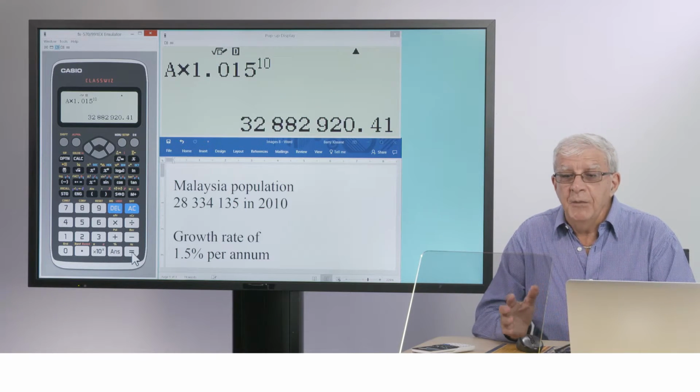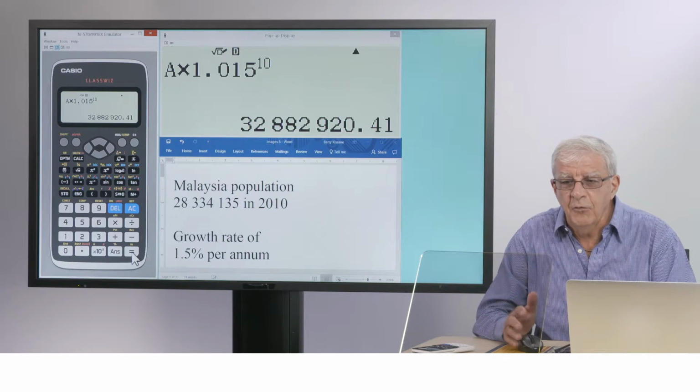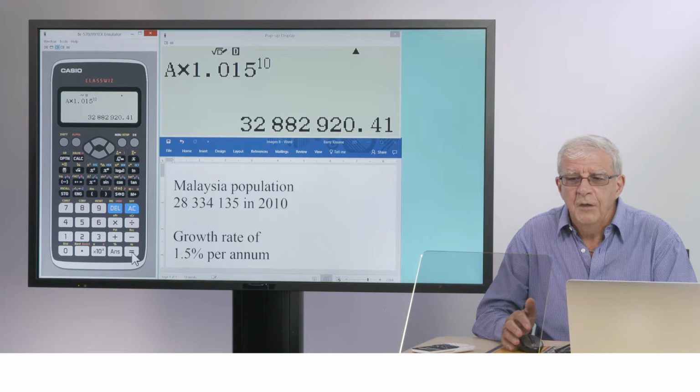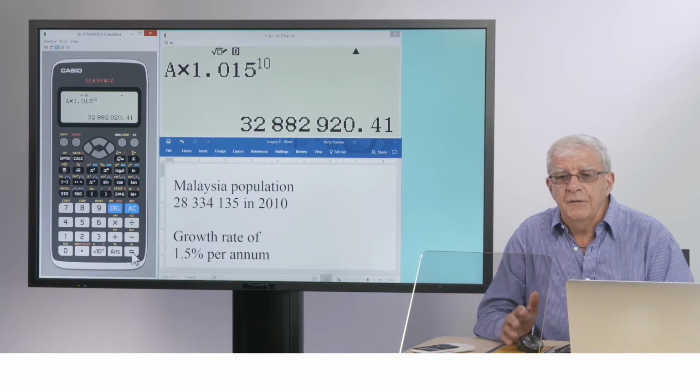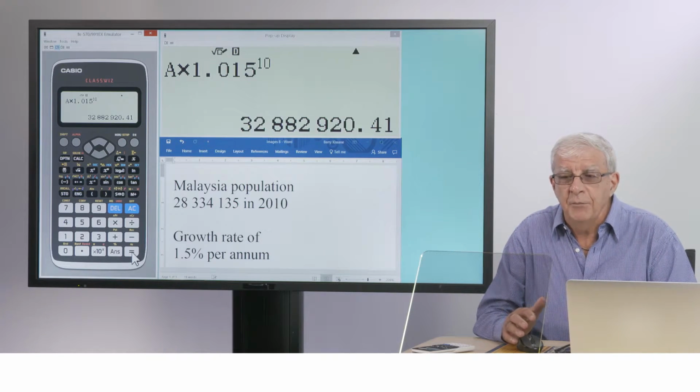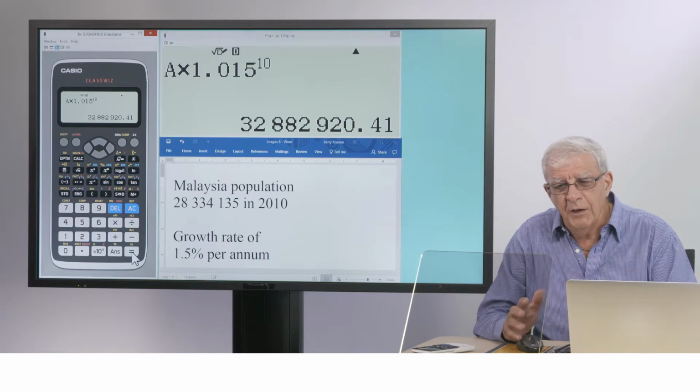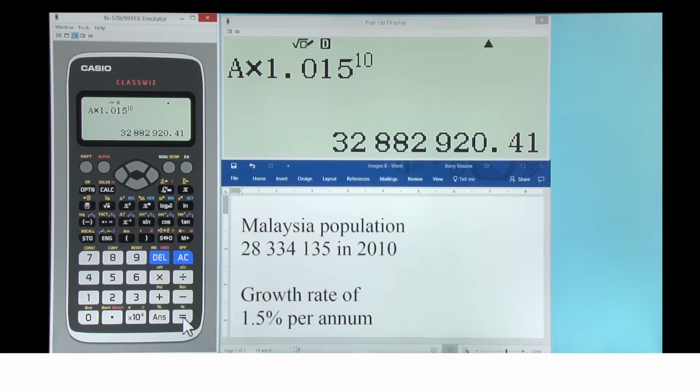It's important to keep in mind that this is a mathematical model, and it depends on the assumption that the growth rate stays the same. We could use this model to predict the size of the population in years to come, assuming there was no change in the growth rate. For example, we might like to wonder, when would the population be 40 million in Malaysia?